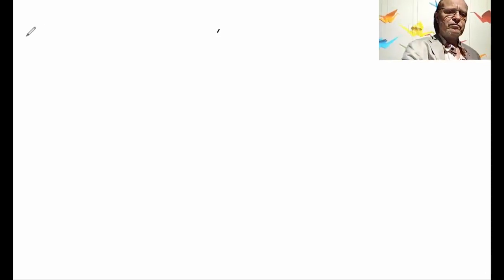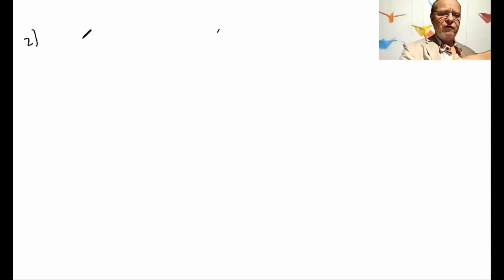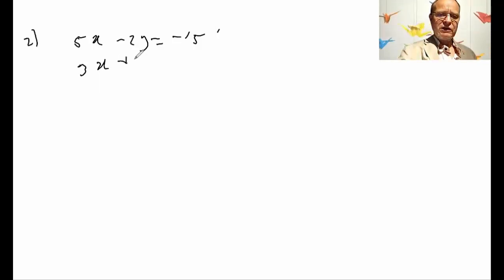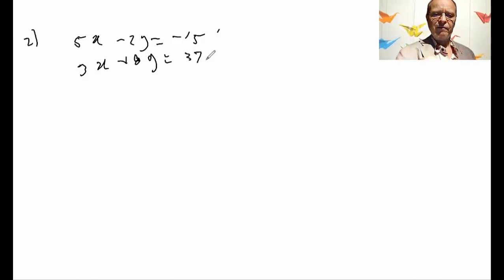In example number 2, we have 5x minus 2y is equal to negative 15. And we have 3x plus 8y is equal to 37. Now, in this case, if you notice, we cannot just add them up.